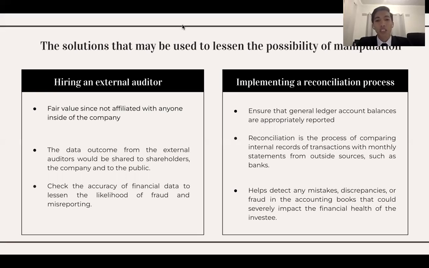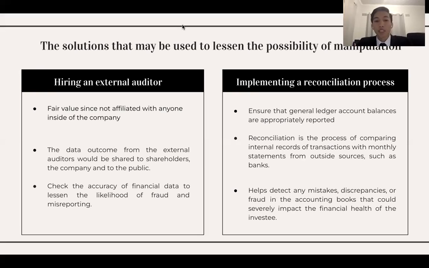Therefore, hiring an external auditor to check the accuracy of financial data is the best method to lessen the likelihood of manipulation. Secondly, at the end of the accounting period, accountants should apply account reconciliation to ensure that general ledger account balances are accurately reported. Reconciliation is the process of comparing internal records of transactions with monthly statements from outside sources, such as a bank statement. This process is required to determine if the payment and deposit transactions are the same in both records, from the internal filings and the bank statement.